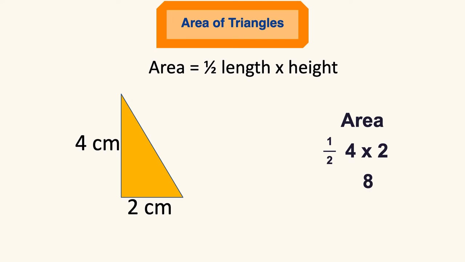Now we ask ourselves, what is half of 8? Or, what is 8 divided by 2? When we do that, we get the number or the answer 4. 4 centimeters. But, of course, area is measured in square units. So that means that the answer is actually 4 centimeters squared, or 4 squared centimeters.